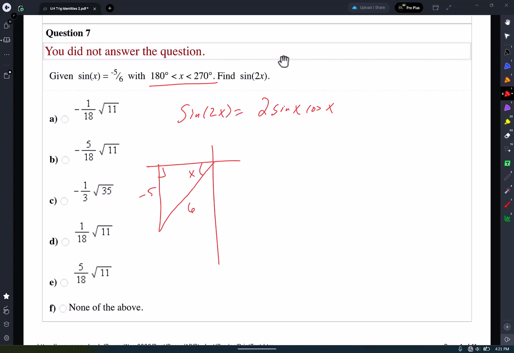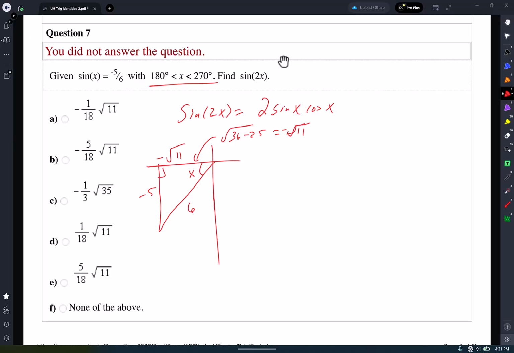6 squared is 36. 5 squared is 25, or negative 5 squared is 25. So square root of 36 minus 25. What's that? 11. Square root of 11, negative in the front because you're in quadrant 3.